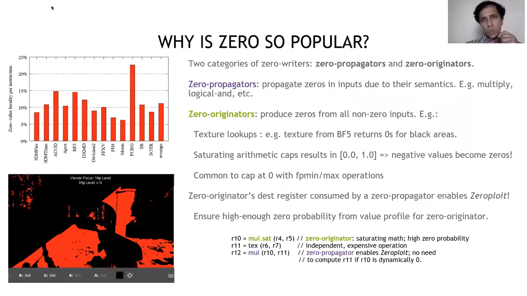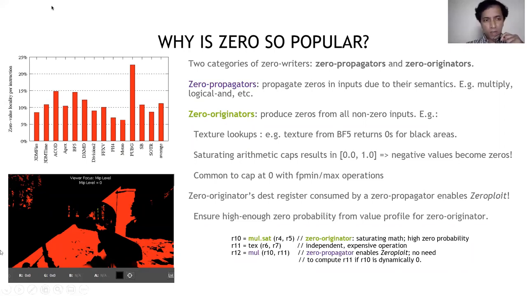So we try to answer the question, why is zero so popular? To do that, we need to separate zero writers into two categories. One is what we call zero propagators, and the other is zero originators. Zero propagators, as their name suggests, merely propagate zeros due to their semantics. For example, a multiply operation can propagate zeros in its input to its outputs. Whereas zero originators produce zeros from non-zero inputs. Texture lookup or a memory lookup in general is a good example. Shown here on the left bottom is a dynamically created texture during the rendering of a frame from Battlefield 5, a popular game.